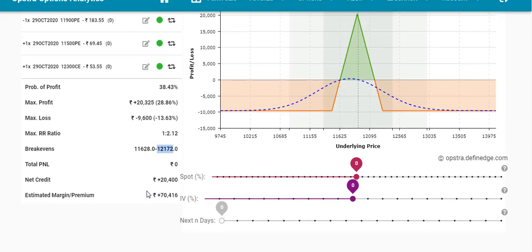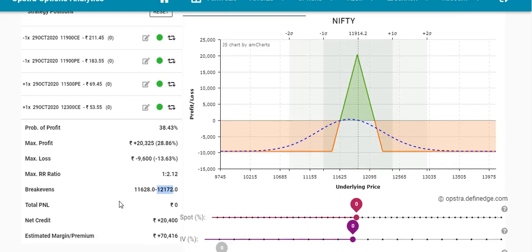So what we need to do now, for the upside break even, we adjust our position to the upside. The market is going up and near our break even point, somewhere around 12,100 or 12,120, so we need to adjust to the upside. So what we need to do here, how we will adjust now.